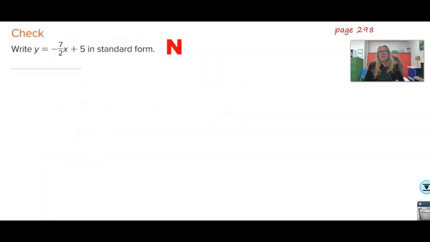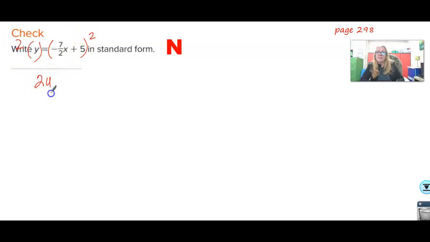Standard form. Here they've given us an equation in slope-intercept form, and they want us to write it in standard form. Not too much going on here. What we're going to have to do is get this x over on the left where it belongs, and we can do that by adding 7/2 to both sides. Well, do we want to do that first, or maybe we should get rid of that fraction first? I think we should probably get rid of that fraction first. Let's back up. Let's multiply both sides by 2. Get rid of the fraction.